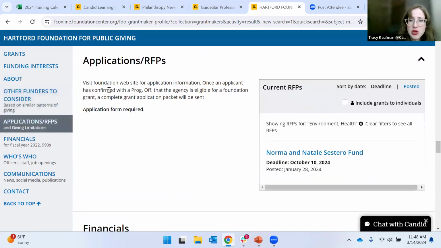Application information. So here's where they will tell you what to do next. Sometimes they'll list a number of different things that they want you to send them. Sometimes, like in this case, they say, go to our website, we'll tell you what to do there. Sometimes they will say, send us a one-page letter of inquiry, because that's the way a lot of funders like to proceed. And sometimes you will see, we do not take unsolicited applications, or we only give to pre-selected applicants. You're going to see that a lot.